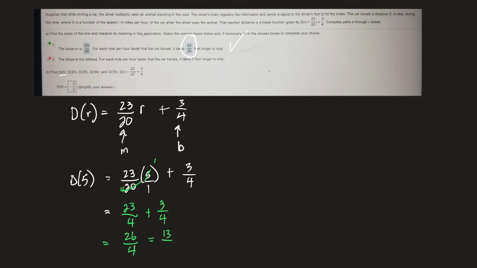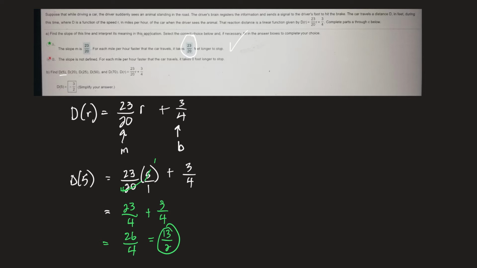So d of 5 means I just plug a 5 in everywhere I see an r. I usually like putting brackets there for it, and then I simplify that. Now, if you want to simplify it, and they probably want it as a fraction, I could call this 25 over 1. So I can divide 5 into itself goes once, and into 20 goes 4 times. So that would be 23 over 4 plus 3 over 4. That would be 26 over 4. Divide each of those by 2 would be 13 over 2.